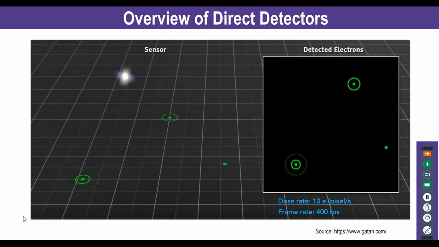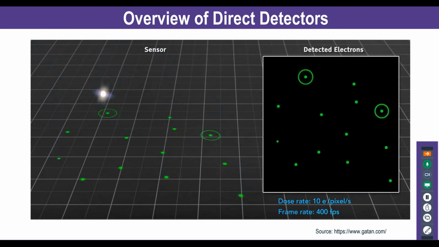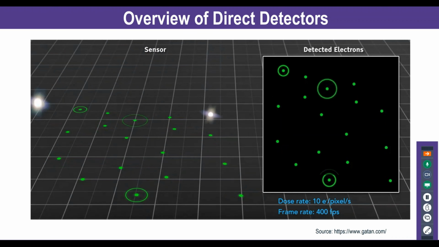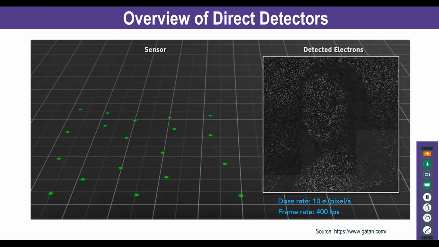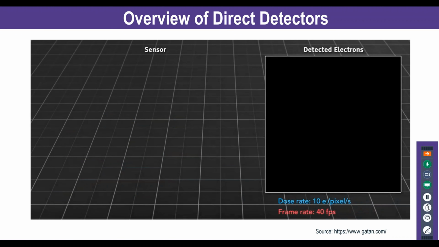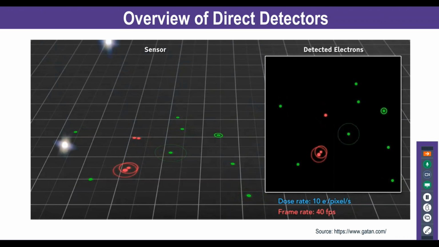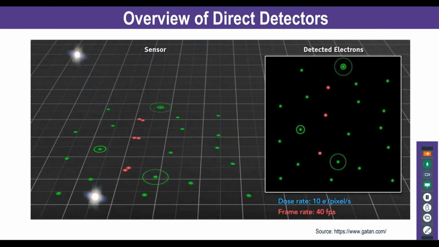So during counting mode, the direct detector cameras identify individual electron events, right? And they reach the sensor. To do this efficiently, the sensor frame rate must run fast enough to identify individual events separately, right? For example, here in this part of the movie, you see at a frame rate of 40 frames per second, you're not able to identify these events separately, right?